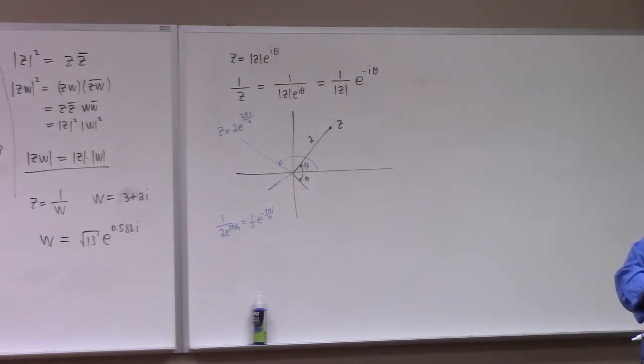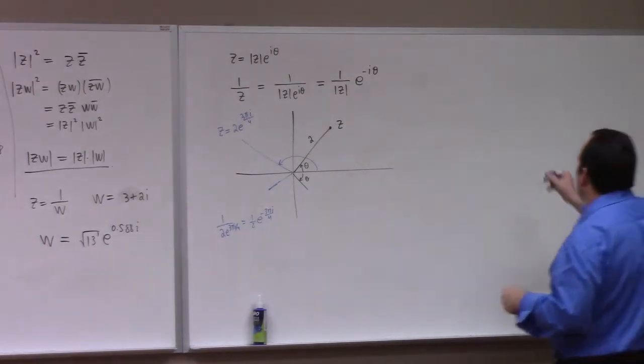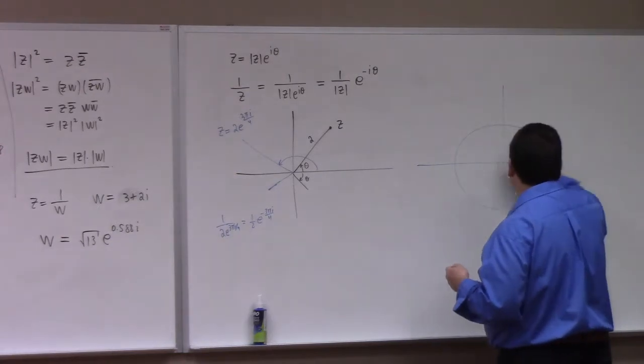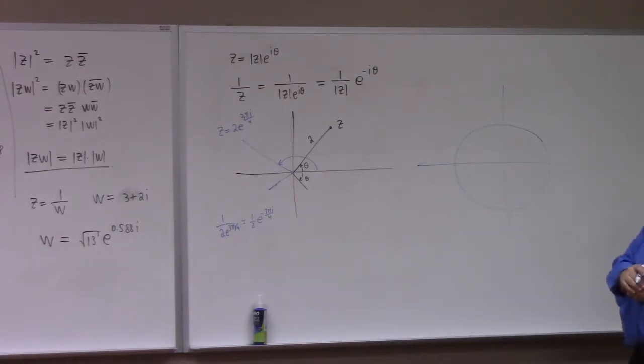What happens if the length is smaller than 1? Like, what if I started with 1/2? I reciprocate, I get 2, right? So you start thinking about this, chase this idea down. If you think about what reciprocation does to the unit circle, it's kind of interesting, right?